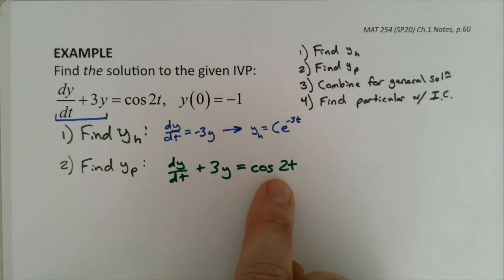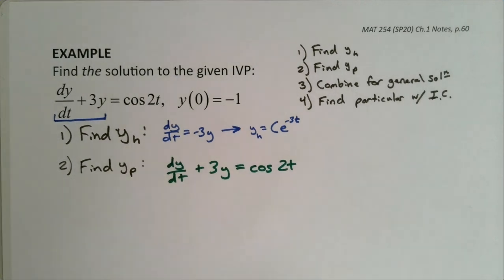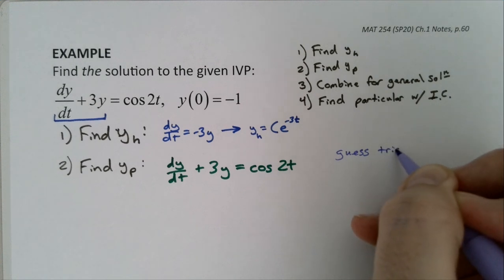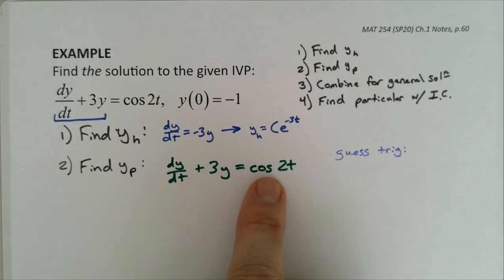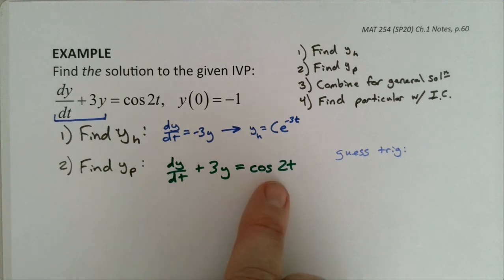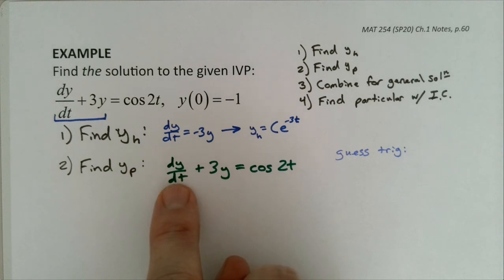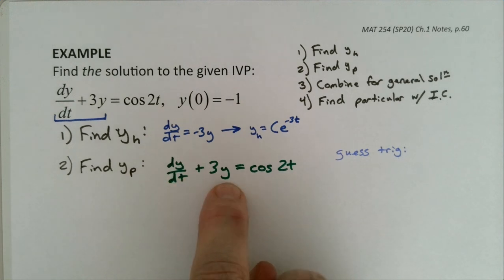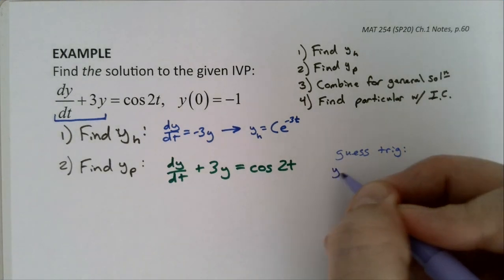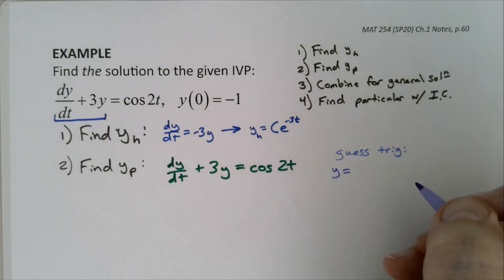So it's probably going to be a trig function. You'd be silly to guess anything else. The problem is if I guess just a cosine function, and then I take its derivative, I wind up with a sine. So a sine plus 3 times a cosine, there's no way that'll work. If I guess just a sine function, then when I take its derivative, I'll get cosine, but then I will get 3 times a sine function here, and that won't work. So I know it's going to be trig, but a little more complicated. It's not just a cosine function, but a cosine and a sine.